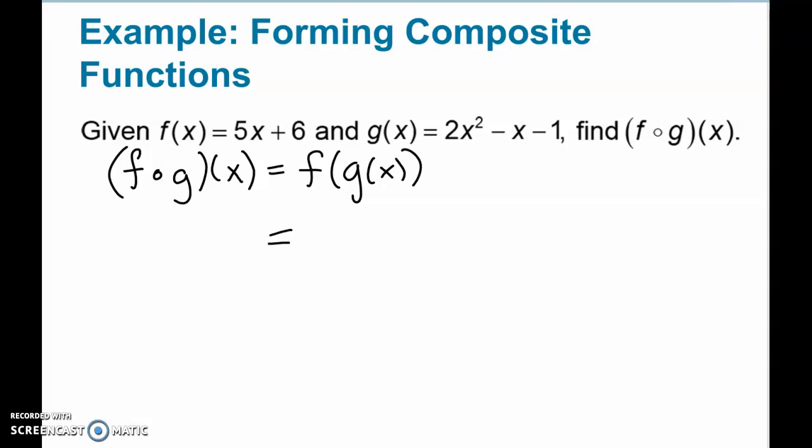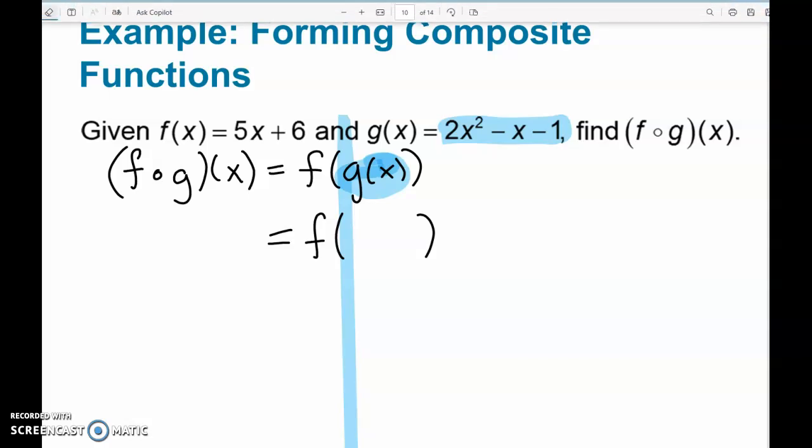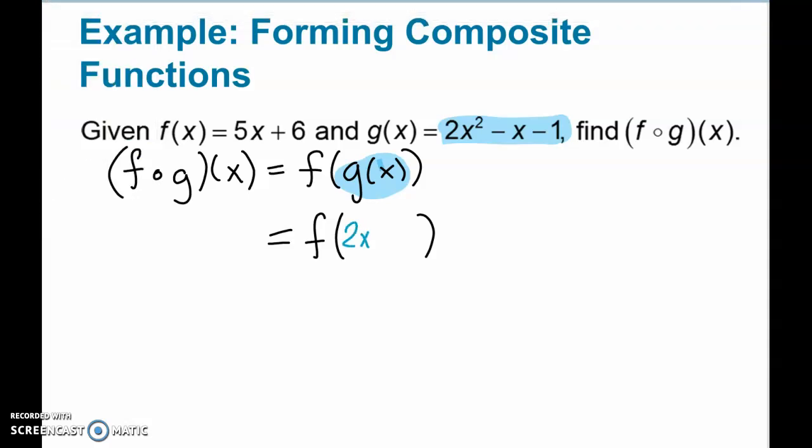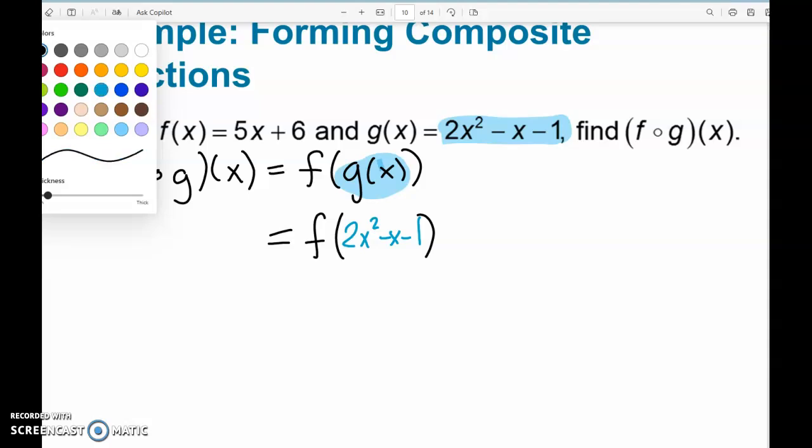And when I'm doing a problem like this, I want to work from the inside out. I see that I have g of x here, and that's going to be my input into f. So into f, I'm going to put 2x squared minus x minus 1. That is what I input into f.